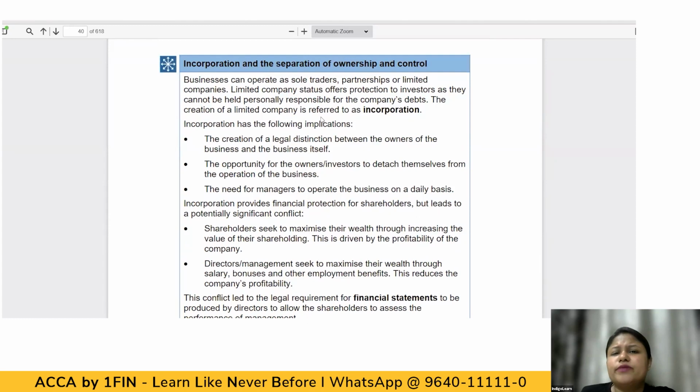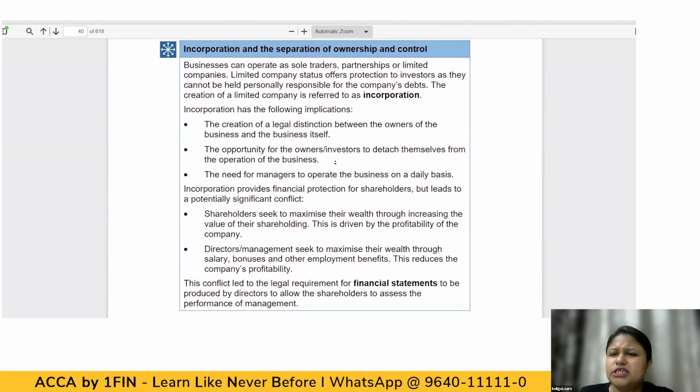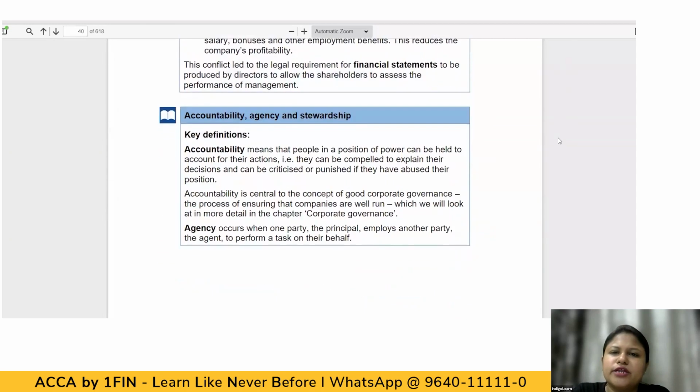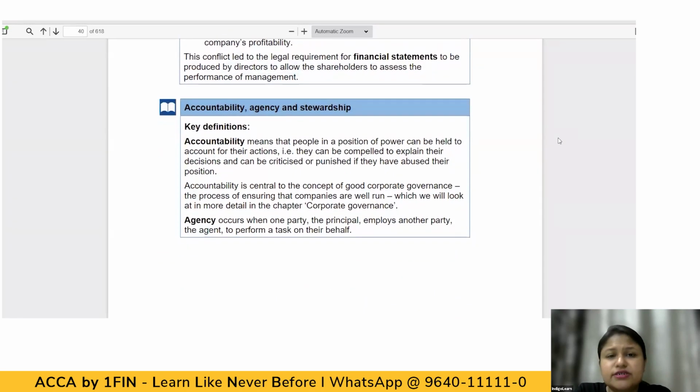Then, incorporation and separation of ownership and control. This is more of a legal perspective. In companies, we know control is with the directors, whereas the ownership is with the shareholders. There is a difference between both of them, and that is the main reason why audit is conducted. So shareholders will seek to maximize their wealth. Directors want their payment to increase. So basically, both have their own interest here. So it is very important you have an independent third party reviewing whether things have been properly reported or not, because there is a conflict of interest here.